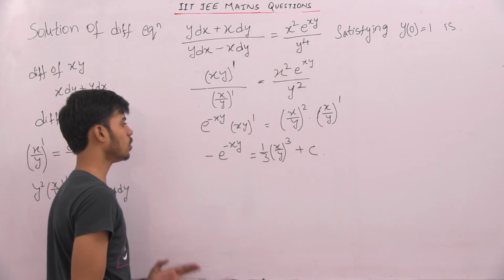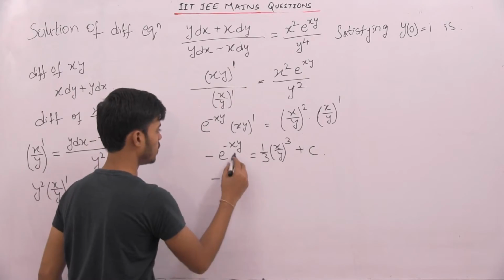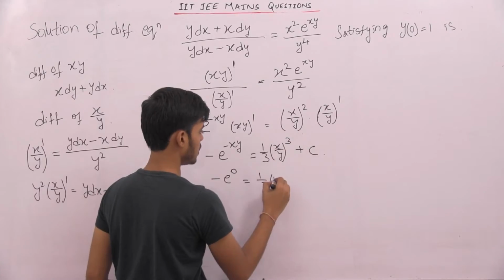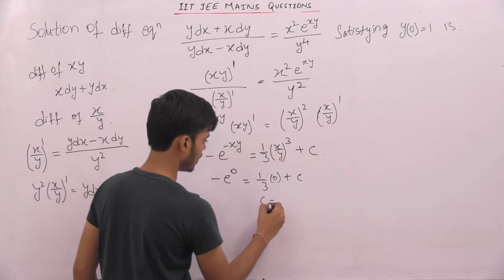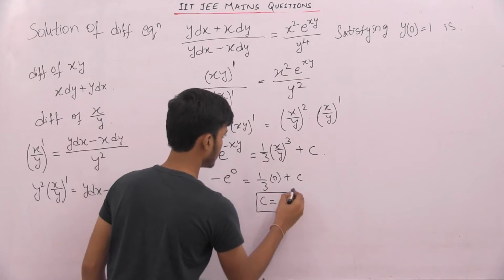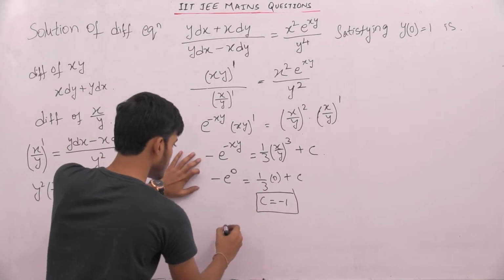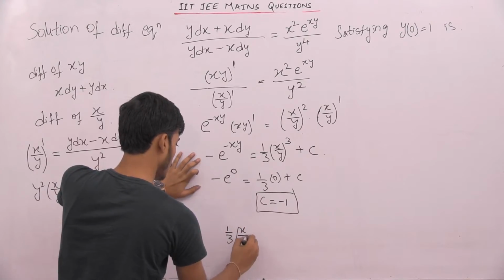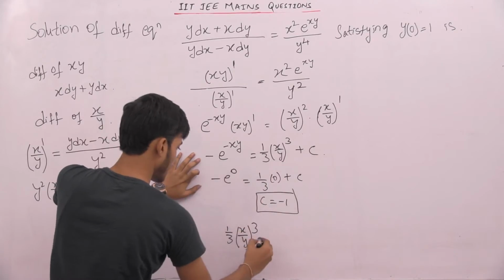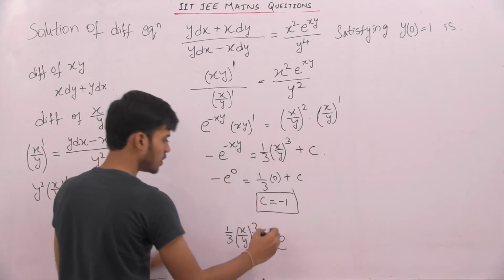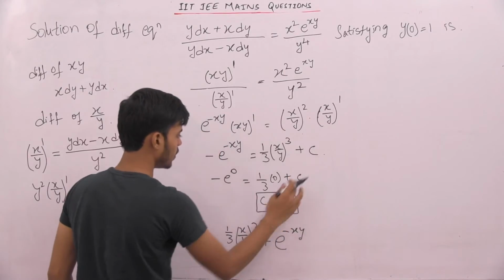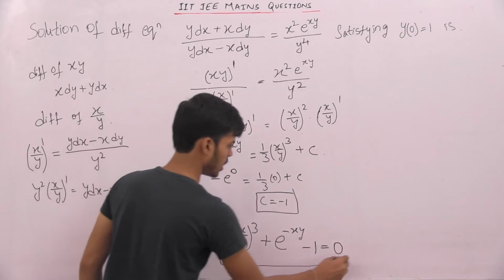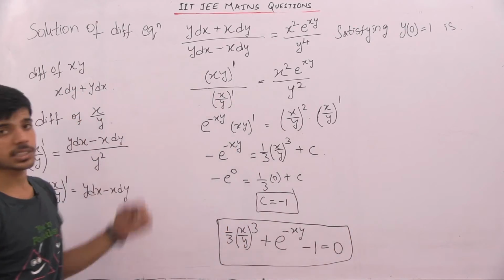So when x is 0, y value is 1. So e power 0 is equal to 1 by 3 of this is 0 plus c. Hence value of c is minus 1. Finally we get the solution, which is 1/3 of x by y whole cube, bringing this to the right hand side, plus e power minus xy, and the value of c is minus 1 is equals to 0. This is the required solution of the given differential equation.